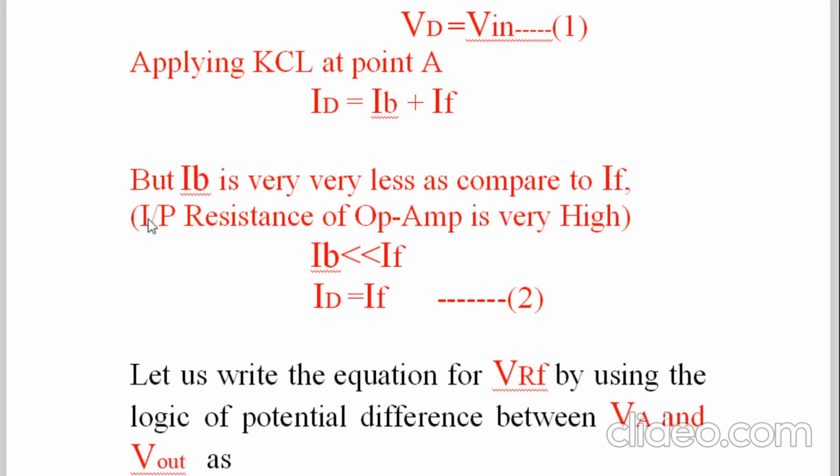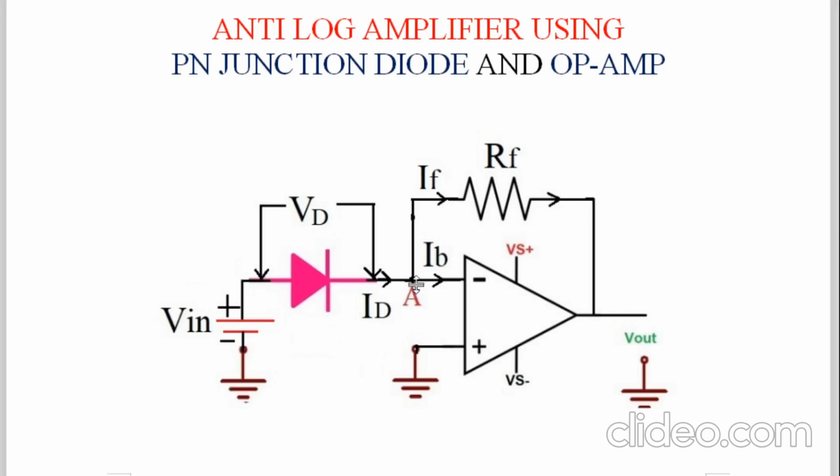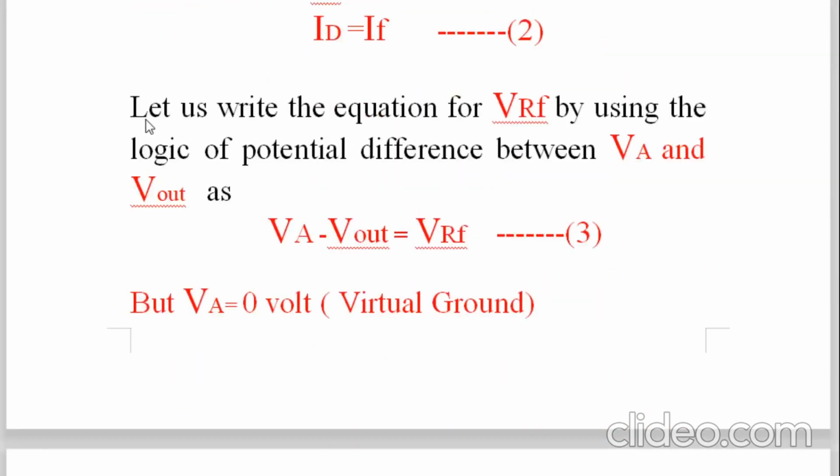What is the proof? Input resistance of the op-amp is very high. Therefore, when IB is very less as compared to IF, we can neglect IB. We can neglect IB in comparison with the large value of IF, and we can write diode current ID equal to feedback current IF. Therefore it is said that 99.99% of this incoming current ID gets diverted to the feedback path. Therefore, IF equal to ID. These two are almost the same. So here, this is the equation. Now let us go to the next part.